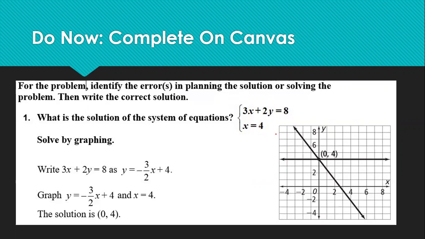No, not at all. The error. They were supposed to graph x equals 4, and they graphed y equals 4.